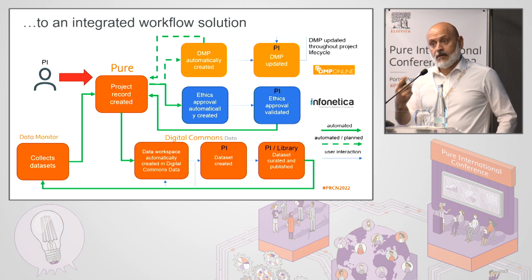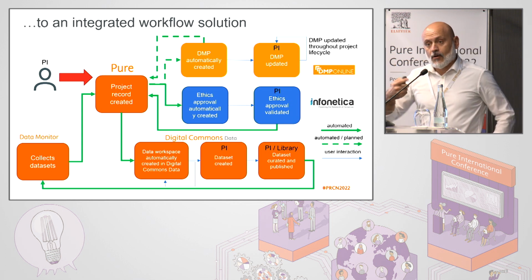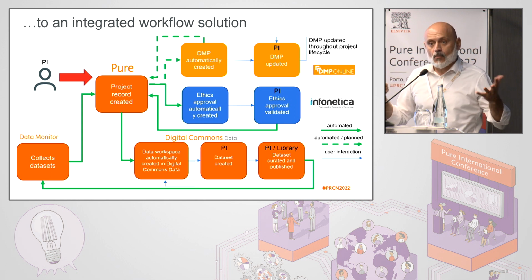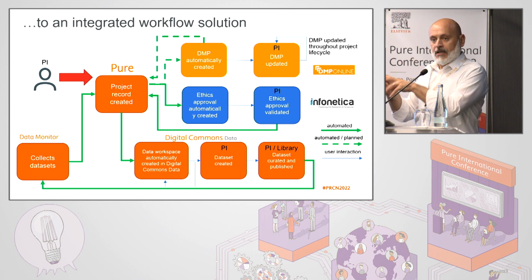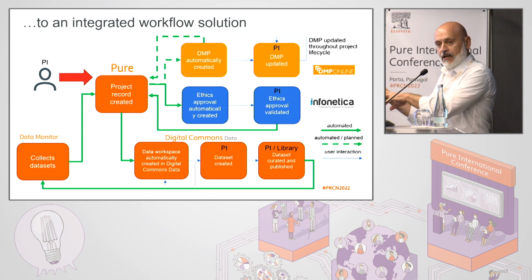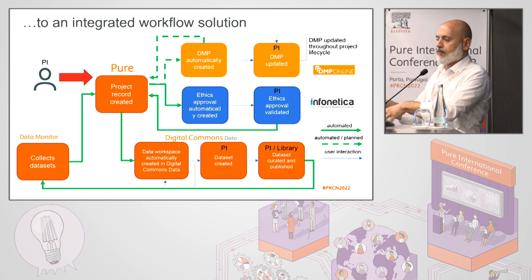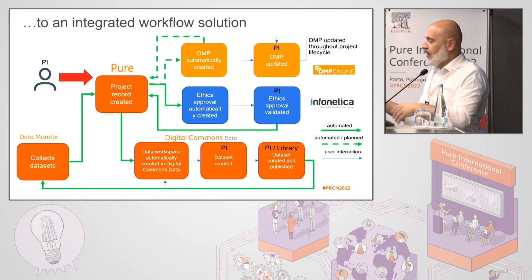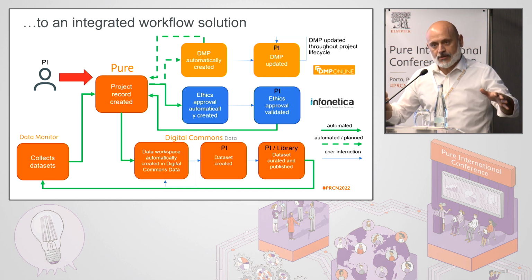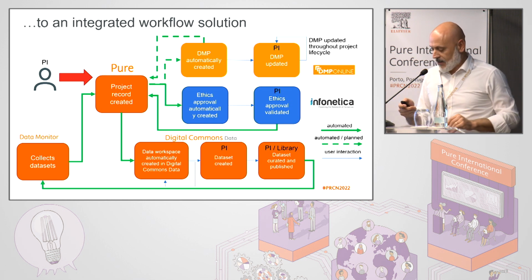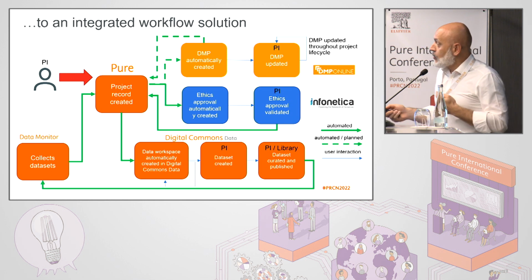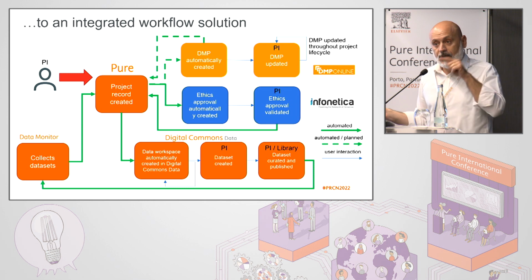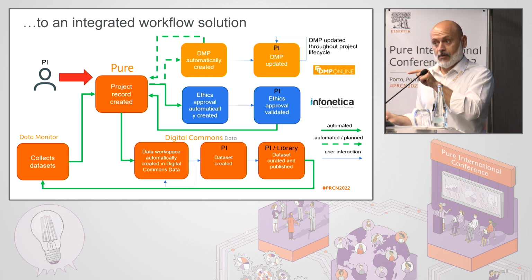what if we ask the researcher, when they start a new project, what they are doing now, we tell them, okay, you have to go to DMP Online and fill in your data management plan. Then you go to Infonetica and you create your ethics approvals for animal ethics, for example. And then you're good, you can do your research, and we know nothing about it. So we said, what if we asked the principal investigator to log into Pure and create a project record? So that's the starting point.